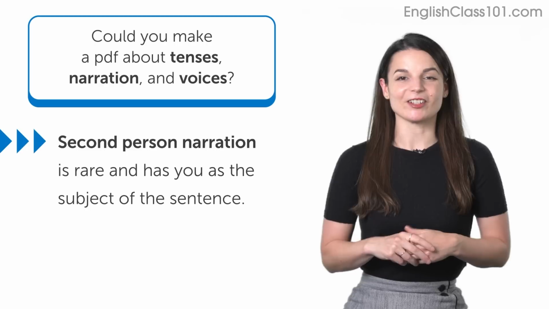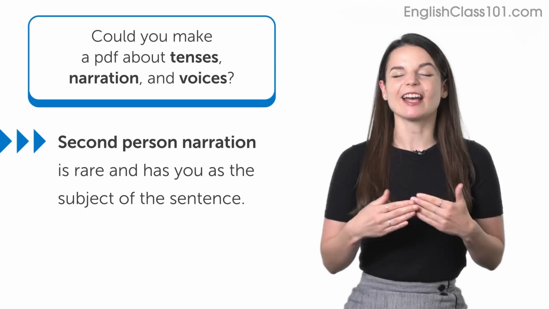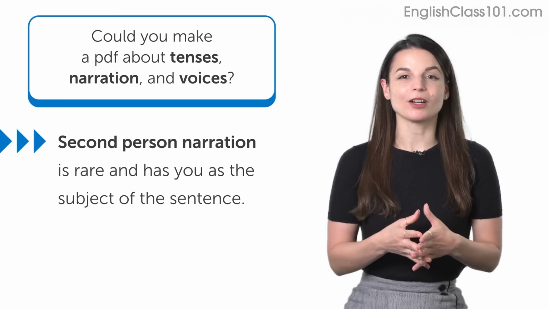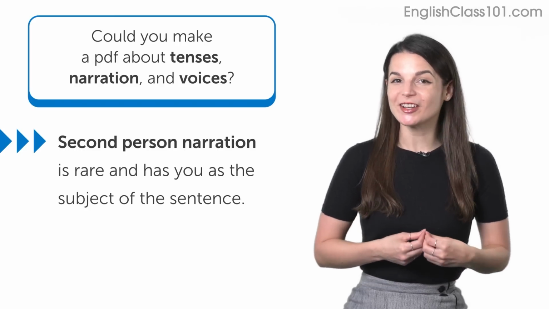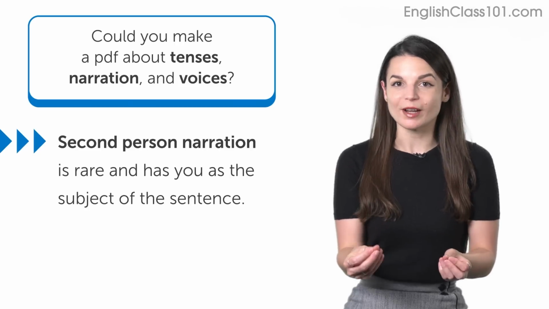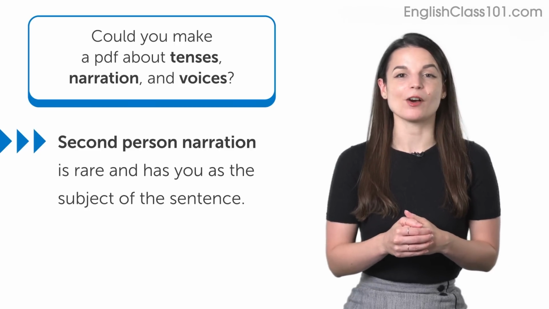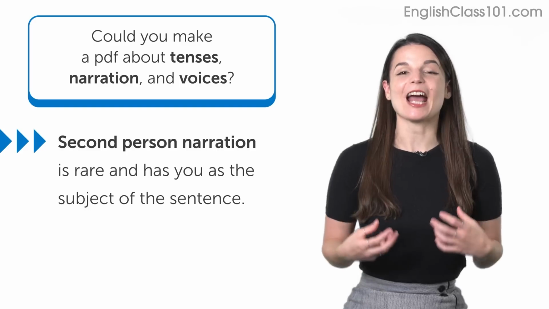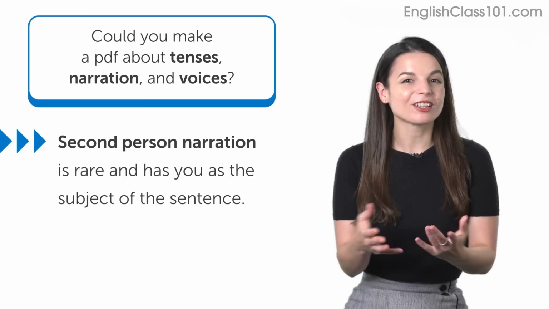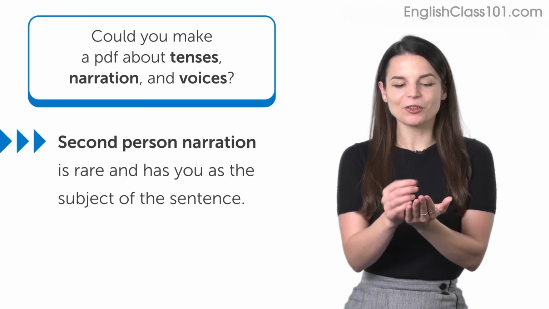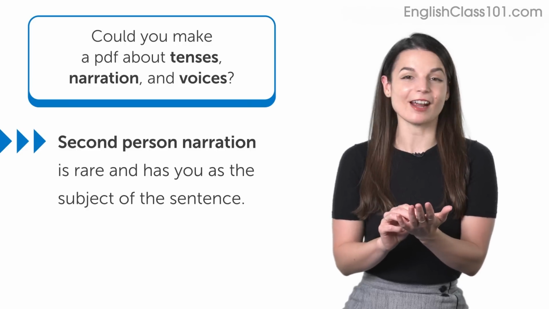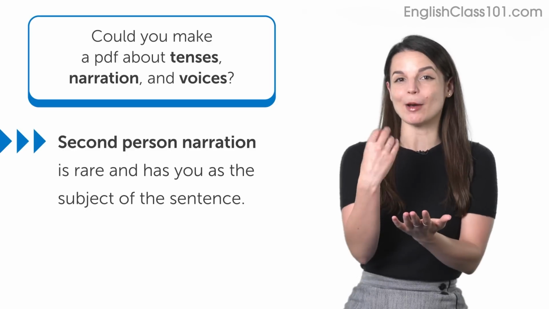Second person narration is kind of a rare form of storytelling. If you've ever read a book that's called a choose your own adventure book, you'll know this kind of storytelling. It's with you as the subject of the sentence. So this is describing something that happens to you. So in these kinds of storybooks that are usually written for children, you'll read actions that are happening in the story like they're happening to you.